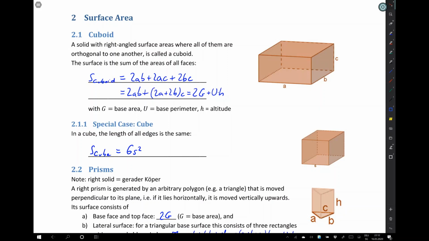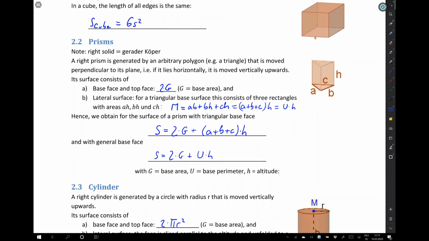The cuboid and the cube should be self-explanatory, so you can copy it from here. Let's go to prisms. The total surface consists of the base face and the top face, and then of the lateral face, where the lateral face in German is Mantelfläche, and I also use the M for the lateral face, therefore. I think that the formula again is self-explanatory.